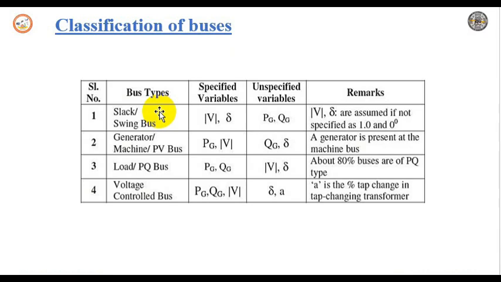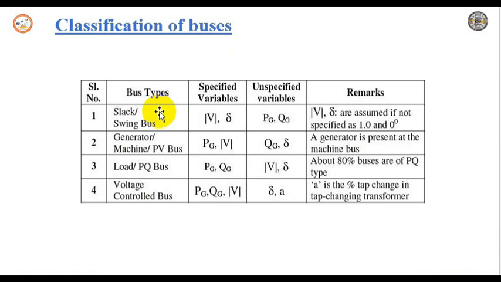The second type of bus is the generator bus, also called the PV bus. The specified quantities at the generator bus are real power and voltage. The quantities to be calculated, or unspecified variables, are reactive power and angle delta. If there is a generator at a bus and the voltage and real power are mentioned, then that is a generator bus.